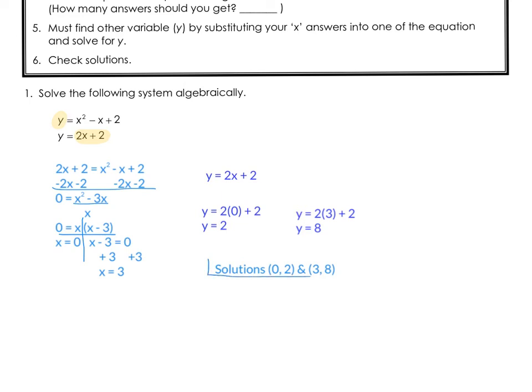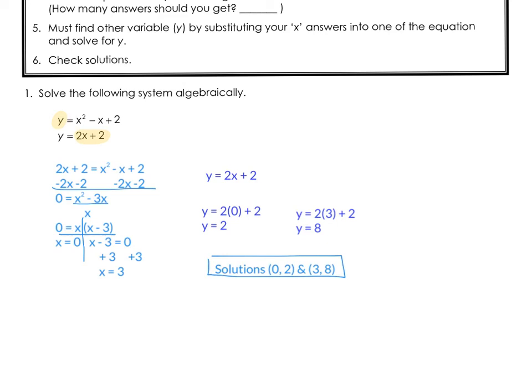Now the next step says that I need to check my solution. I can do that in two ways. I can sub in the x's and y's and make sure that it checks in both equations. So remember, since we have both of our equations in y equals, and we have to do that to solve, we can go ahead and put them in y equals and check the table to make sure that there is an intersection at those points.